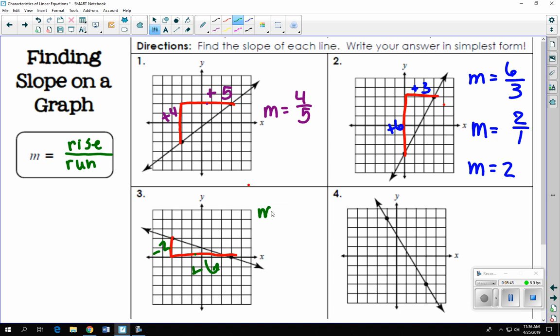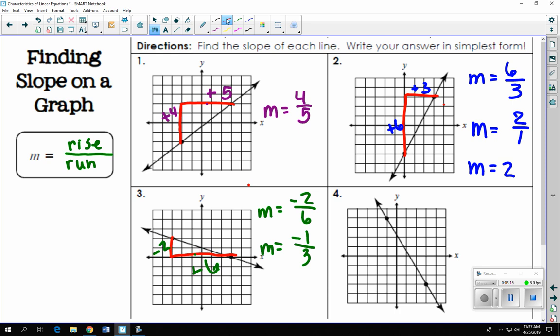So my slope for this example is negative 2 over 6, and we know that we have to fully simplify it, so my final answer would become negative 1/3. For my last graph here, for number 4, I am going to show you a different way in defining it, because we know this is a negative slope. And I want to show you that there are different ways. You can do it with the positive, you can do it with the negative. You can change the way your thinking is.